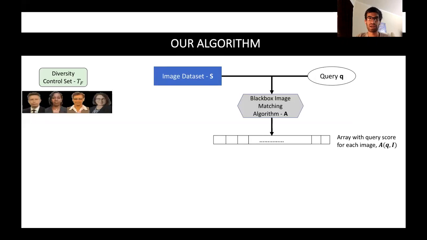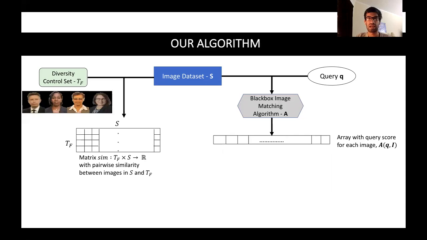And to address this bias, we introduce a small set of representative samples that we call a diversity control set. In our simulation, this set contains an equal number of images of men and women, as well as an equal number of images across racial categories.